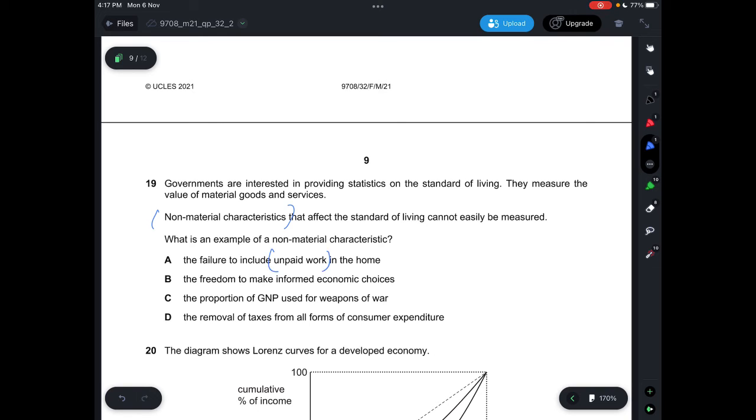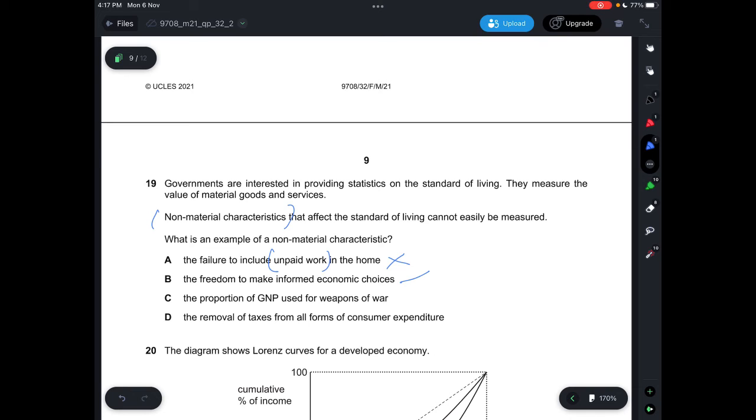Unpaid work is part of material goods and services because it's mentioned it's already at home, the unpaid work itself, so A is incorrect. B, it says the freedom to make informed economic choices. This is basically what you think, what consumers may think. This one is not controllable because it's not material characteristics, it's not like physical items itself. So B is an example of non-material characteristic.